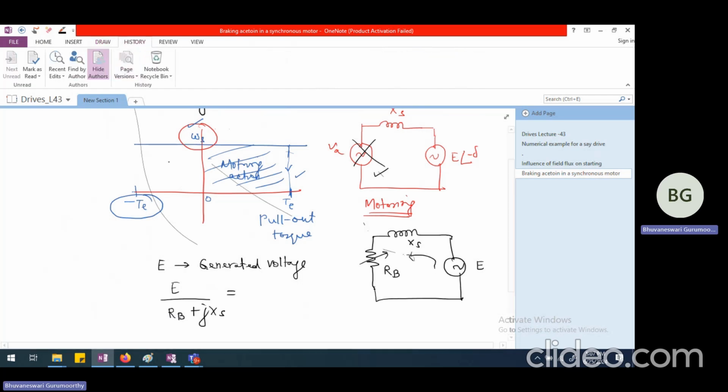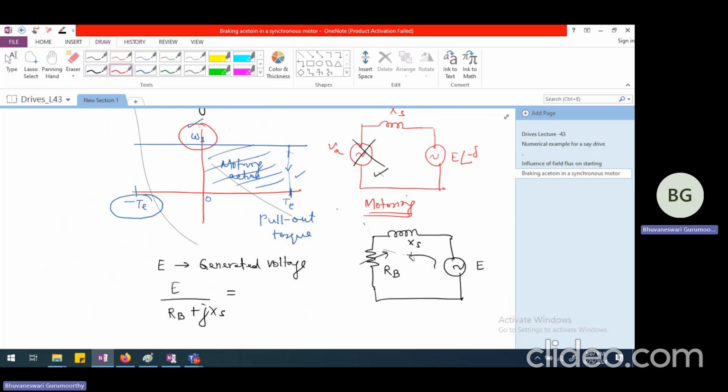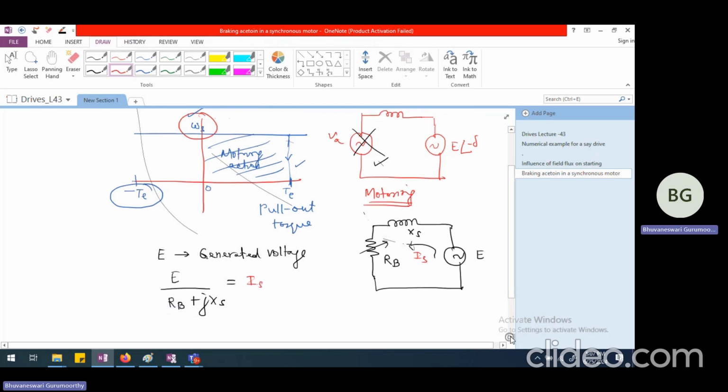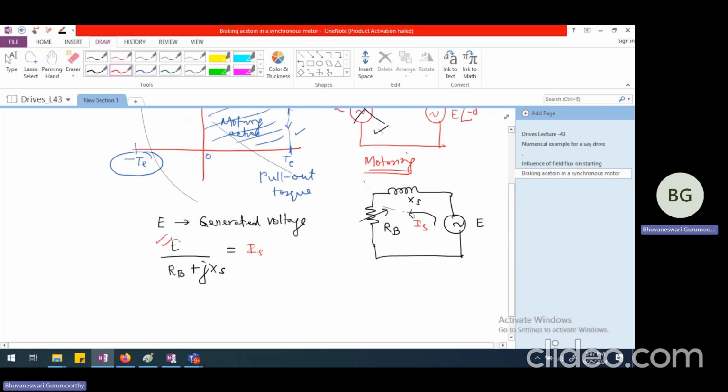So this is going to be the current that is flowing in the synchronous machine. So this is going to be IS. Now, this particular E, the induced EMF, we said this is proportional to the frequency and flux. And of course, we have to have the excitation. So field current has to be still on. Field current cannot be switched off. So field current still exists. We are not really switching off the field supply. So field supply has to exist.